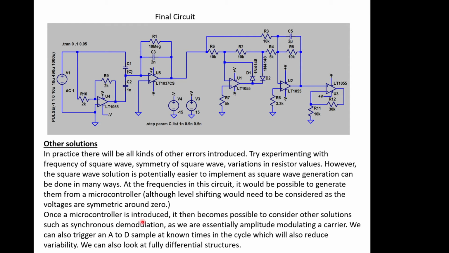So once a microcontroller is introduced, because maybe this is going to be part of a microcontroller system now, then it becomes possible to consider other solutions, and with a bit of knowledge you might say, well, synchronous demodulation might be a way forward, and I won't then have to average that AC waveform. Or we can just be very careful when we trigger an A to D sample. If we're generating our driving waveform on a microcontroller, we know when it starts and when it stops, so we can just sample at known times in the cycle, and therefore maybe we don't need to worry too much about making a nice smooth output.